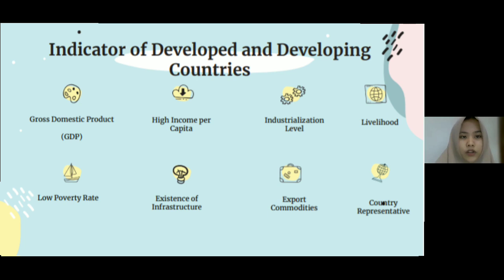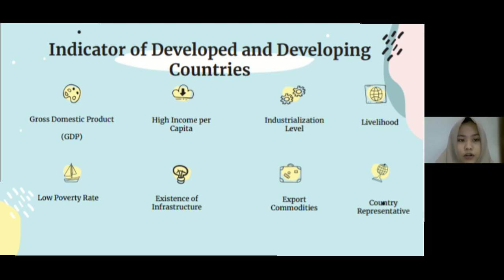So we are going to talk about the indicators of developed and developing countries. The categorization of countries does refer to an economic perspective, but basically a country is said to be developed or developing also seen from the quality of the country's administration, such as how people can easily access education, health, communication, transportation, or other services. Meanwhile, from an economic point of view, several criteria and indicators that are used as global benchmarks to categorize developed and developing countries include, the first, gross domestic product or GDP.